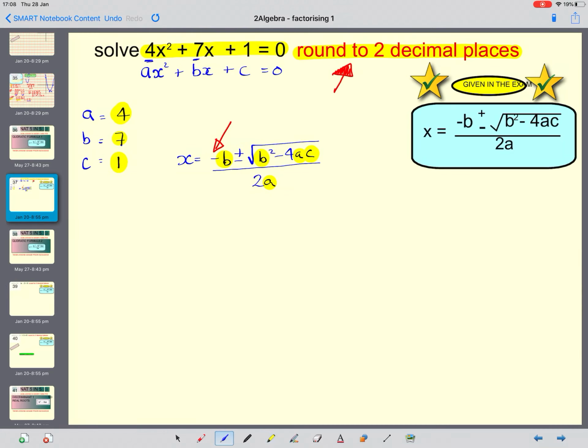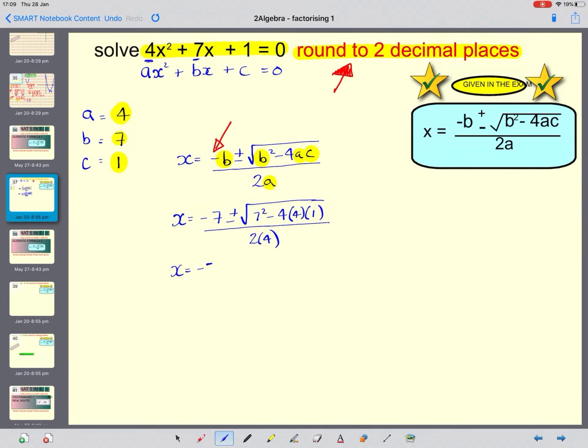So let's get going. It's going to be x equals, negative's already there, and your B is 7, plus or minus the square root of 7 squared, take away 4. These numbers are all multiplying together. I usually put them in brackets. A is 4 and C is 1. All divided by 2 multiplied by 4. And again, I just use brackets to represent multiply or times.